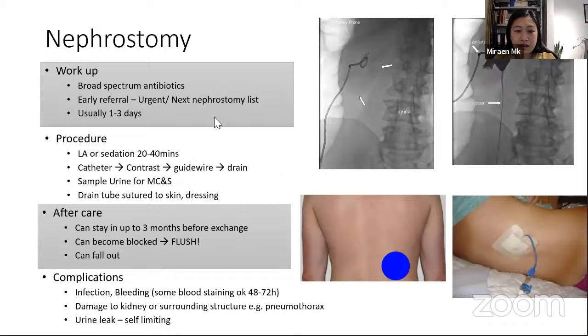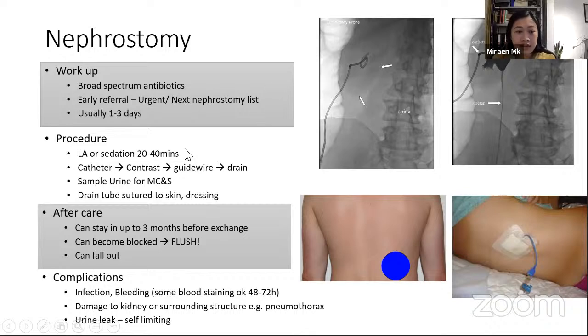So before you get to the IR suite, most patients will already have some broad spectrum antibiotics, often gentamicin, but have a look at your local microguide. You want to refer it quite early to your IR department. Often there's one person coordinating all the referrals. Is it something that needs to be done today, or is it something that can be done on the next nephrostomy list? So often trusts have 2 or 3 lists a week, and we say that if the tube is in between 1 to 3 days and they're hemodynamically stable, that's probably good enough.